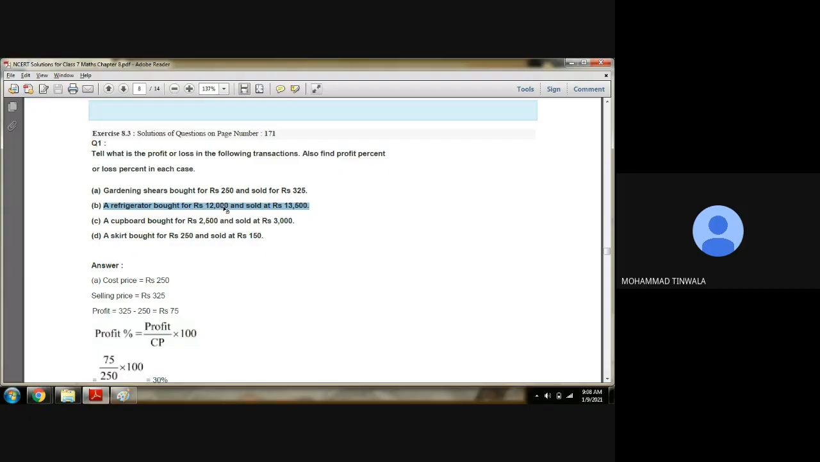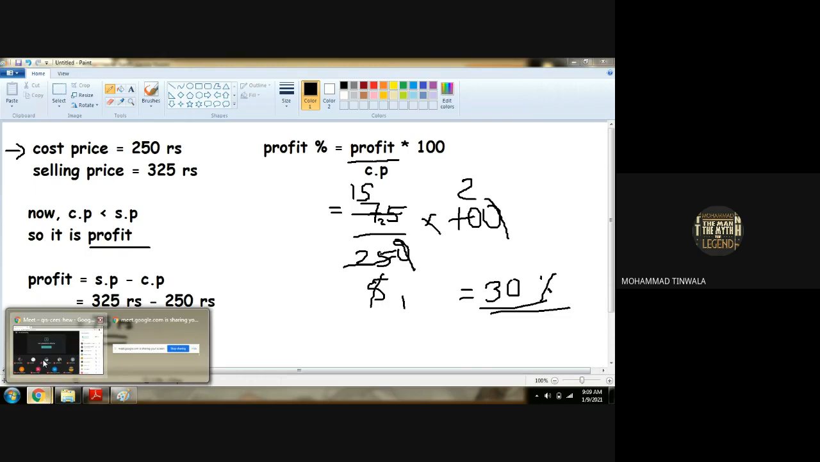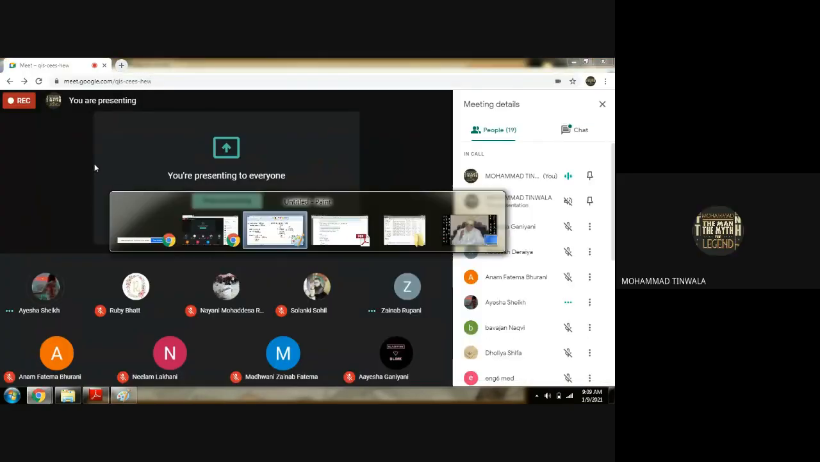So what will be the total price of both? Is known as cost price. Cost price. Do you understand or not?